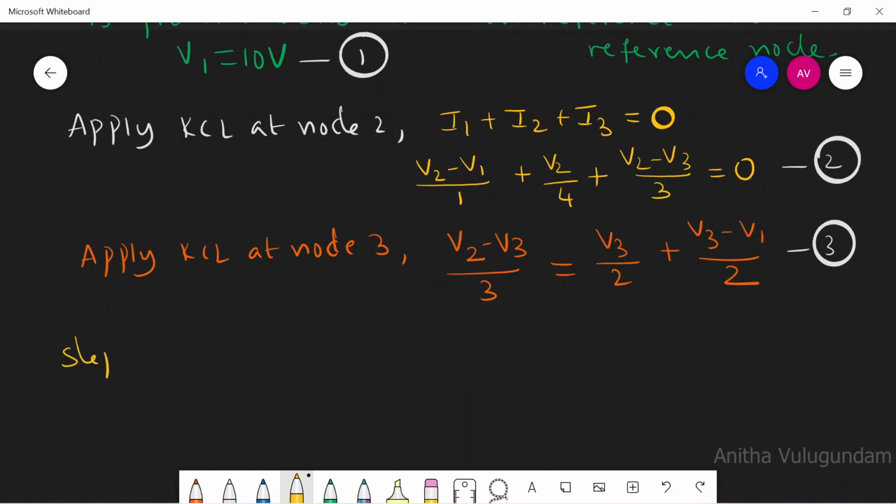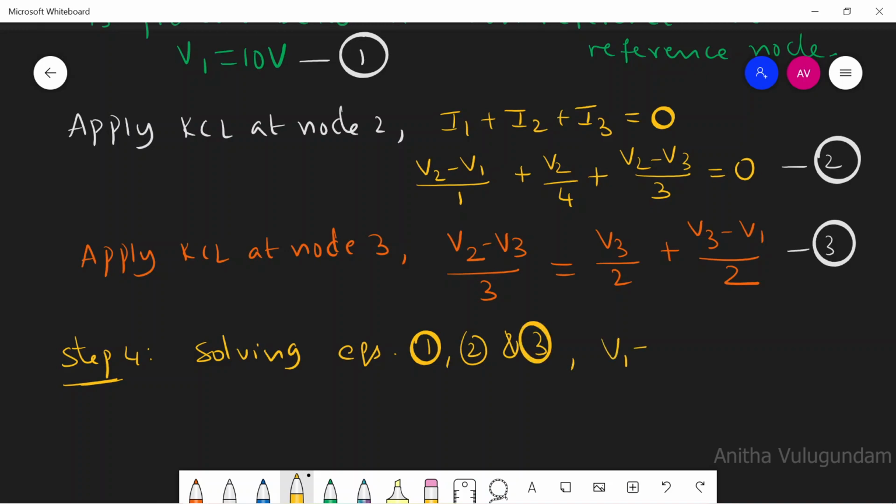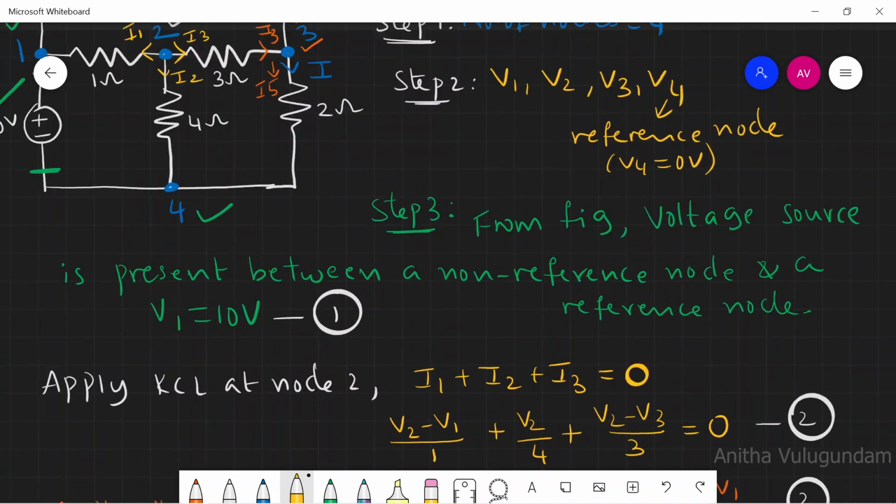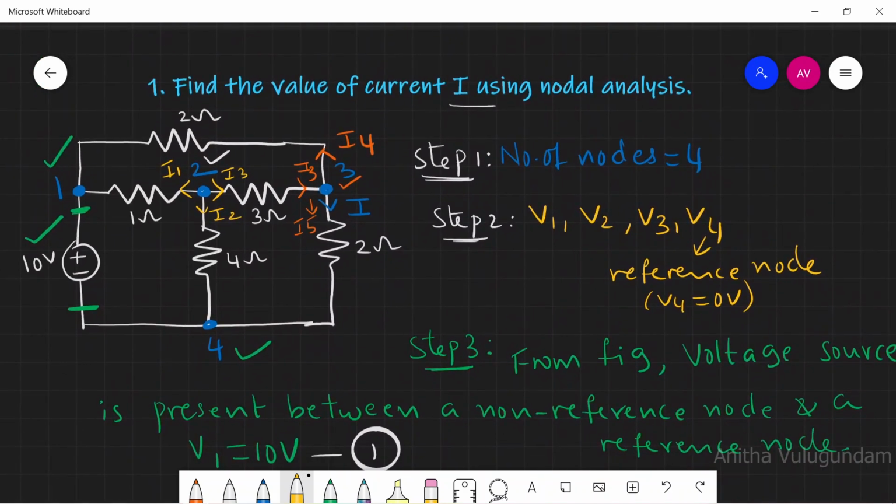Last step is, we have got 3 equations to find V1, V2, V3, and the next step is solving equations 1, 2 and 3. We obtain node voltages as V1 equal to 10 volts, V2 equal to 7.5 volts, V3 equal to 5.62 volts. What is the question we have? Find the value of current I using nodal analysis.